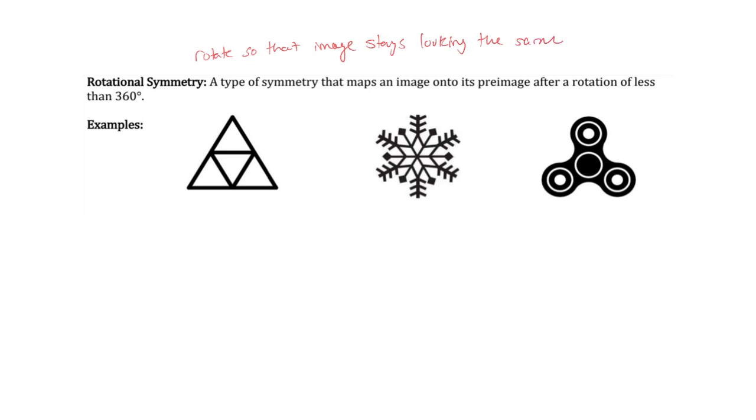So the triangle, if we just rotate it, so we move this point to here, here to here, we can do that. That means it has rotational symmetry. And then we could do it again. We could do it all three parts. So we can rotate this 3 times.